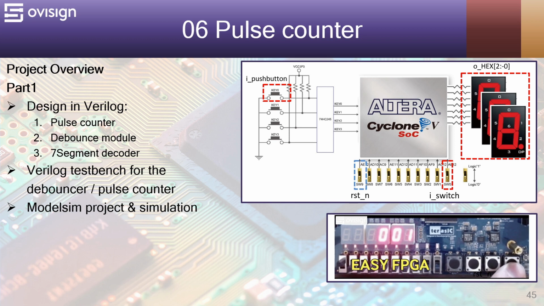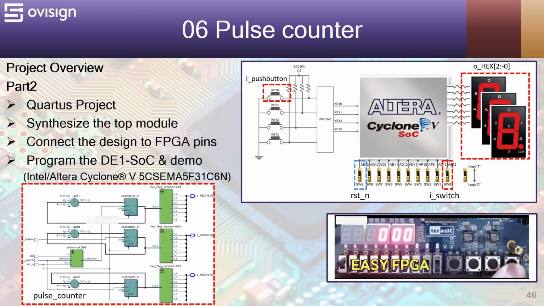In part 1 of this project, we are going to design in Verilog the following modules: a pulse counter, a debounce module, and a 7-segment decoder. Next, we are going to do 2 Verilog test benches for the debouncer and the pulse counter. In the end, we are going to do Modelsim projects and simulations.